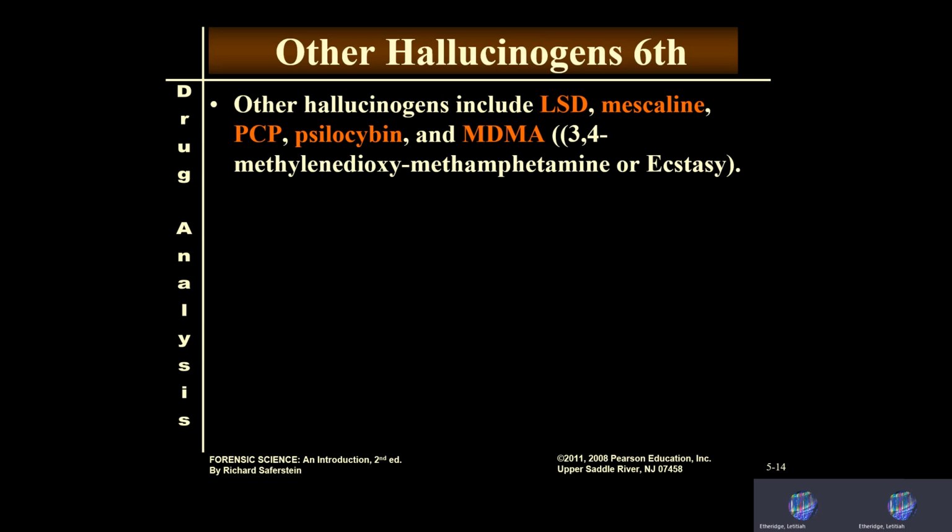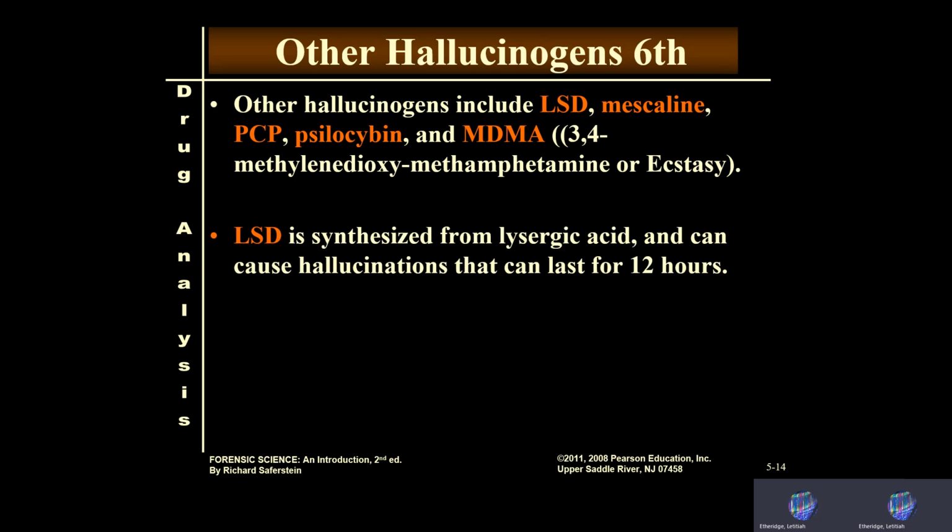Okay, so this is the other class of hallucinogens. So we're talking about things like acid, so LSD, mescaline, PCP. MDMA is probably one that you guys have heard of. That's typically a club drug, okay, known as ecstasy. LSD is going to be synthesized from lysergic acid. It can cause hallucinations that can last for 12 hours. Some people have talked about highs lasting for days. So it's definitely going to depend on your own personal chemistry.